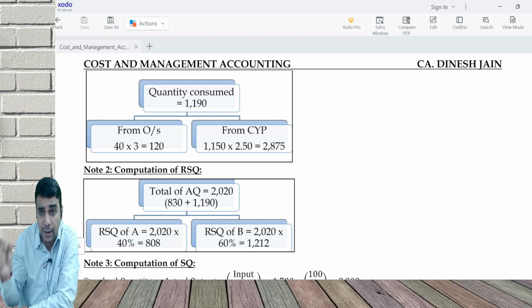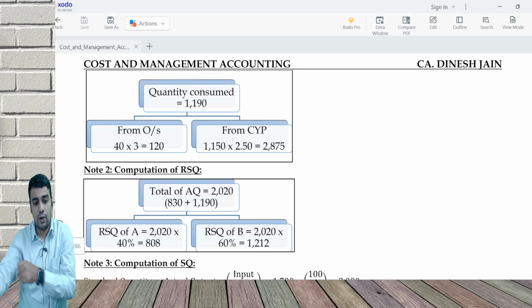When you have multiple material, in between SQ and AQ you will get RSQ or RAQ, whatever name you want to give. So SP into SQ, SP into RSQ, SP into AQ, AP into AQ. The top part is called price, the bottom together is called usage. The first part is called yield, the second part is called mix variance. Any doubts on this? Any doubts on what we did?